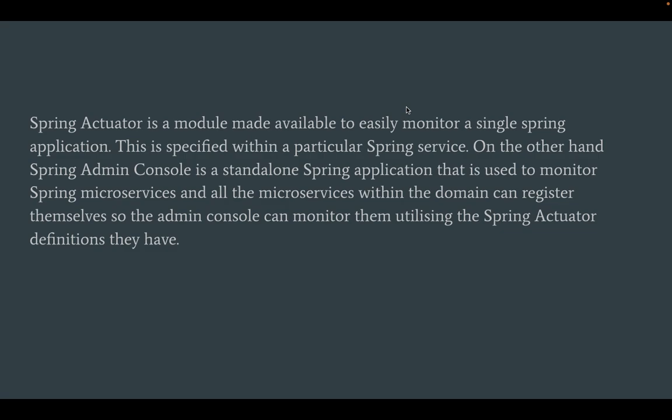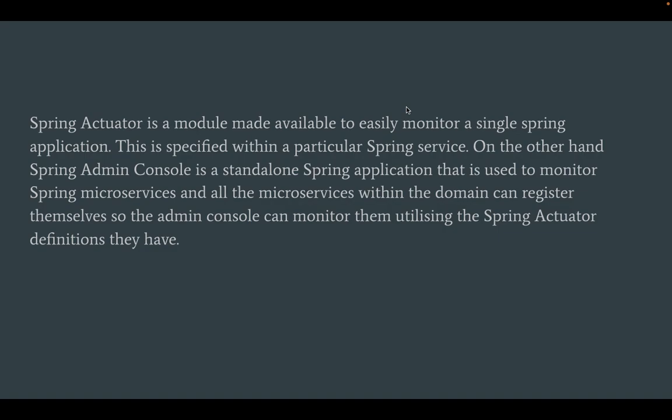So if I have the create account microservice and the transaction microservice, these are two microservices, and each microservice within itself has a Spring actuator. And then the Spring Admin Console monitors both of these microservices, and it uses the Spring actuators that each of them have to monitor them. So that is the difference between a Spring Actuator and a Spring Admin Console.